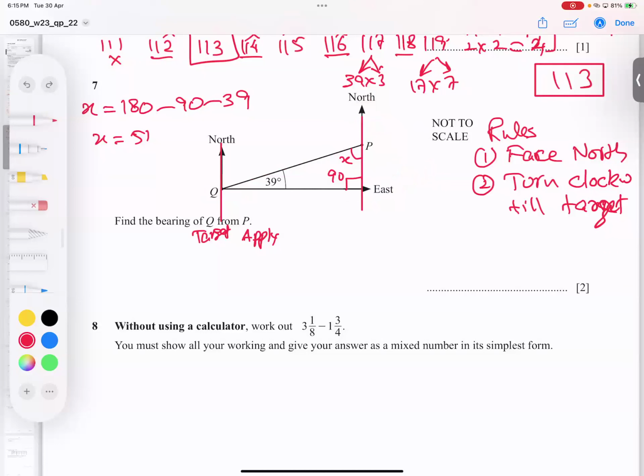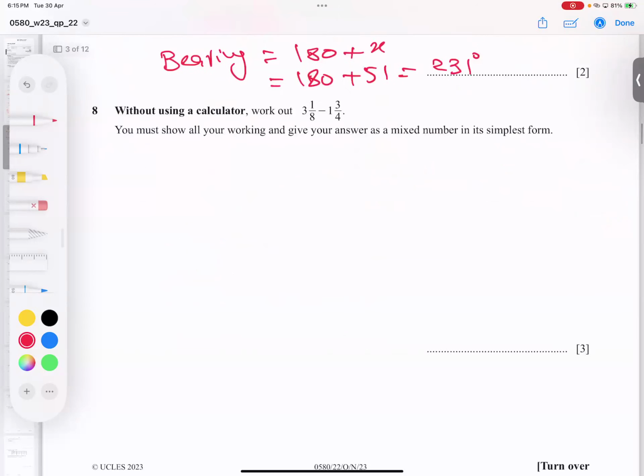So I'm writing bearing here, what he is asking for: 180 plus X. And X, I have 51. And I believe you got the point. 231 is the final answer. So the rules are very clear, I hope so, worked out without using a calculator.